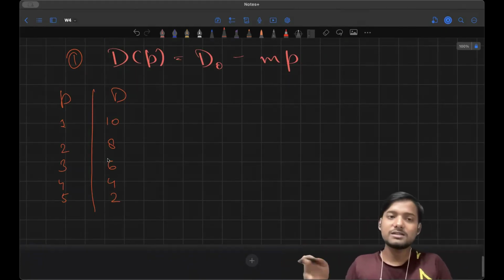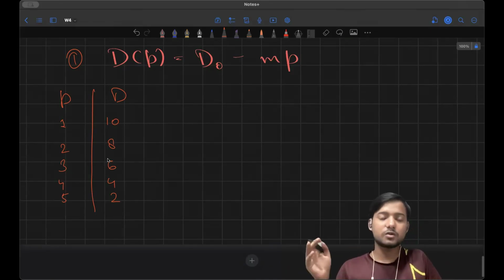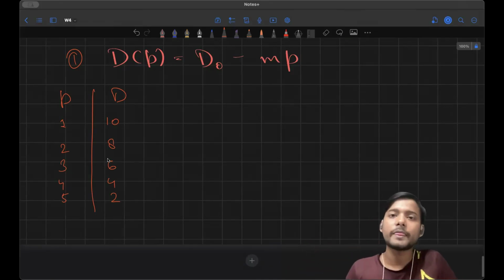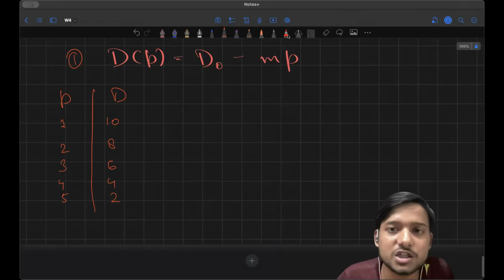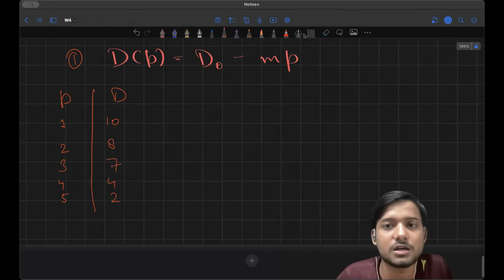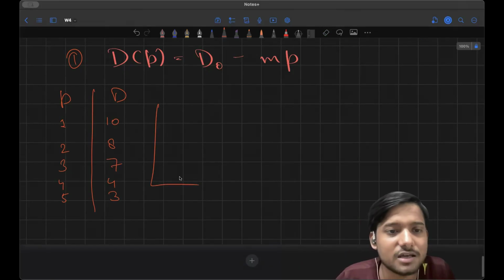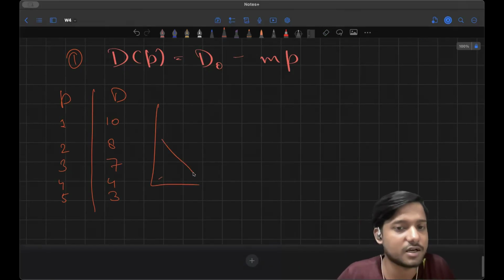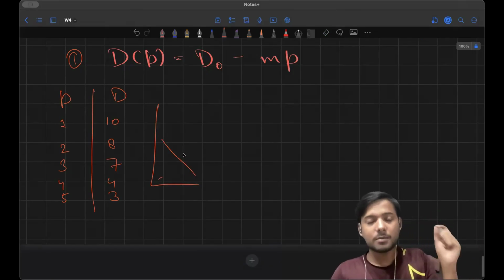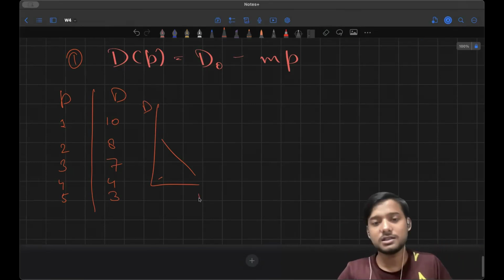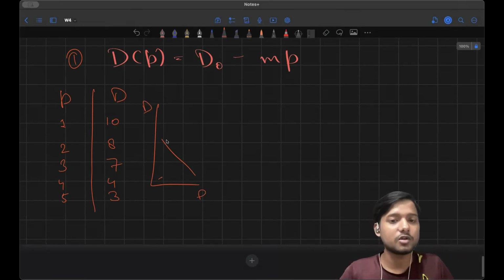Now here you can see everything is on a straight line. This is just for an example, but it's very much possible I can change this 6 to, let's say, 7, and this 2 to, let's say, 3. So now I see all the points are not on a straight line, but still I can see there is some sort of rough trend, right? My demand is decreasing when price is increasing.